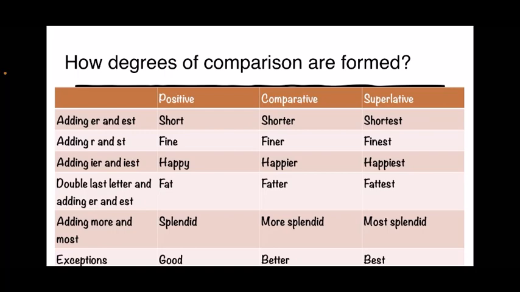Now, there are some exceptions to degrees of comparison. We have seen examples where we have added alphabets, replaced some alphabets, or added words. But there are some exceptions where the word completely changes. Here we have taken the example of good. Good is a positive degree. To make it comparative, we use better. And to show superlative degree, we use the word best. So instead of changing spelling, adding words, adding alphabets, or replacing alphabets, we have changed the entire word. So these are some exceptions.